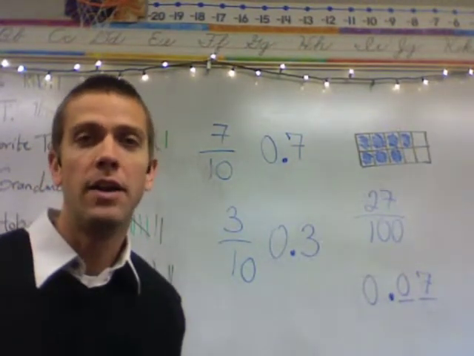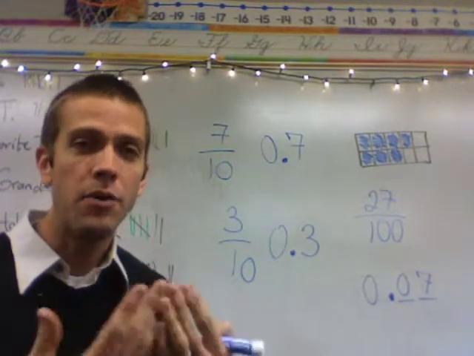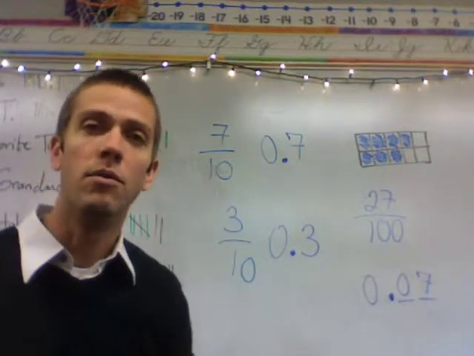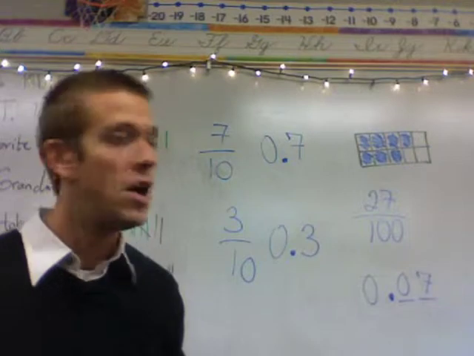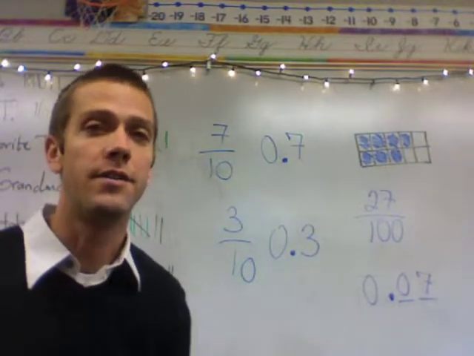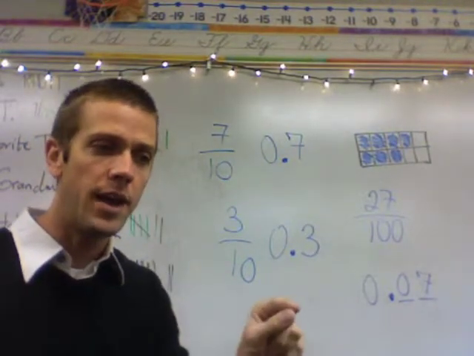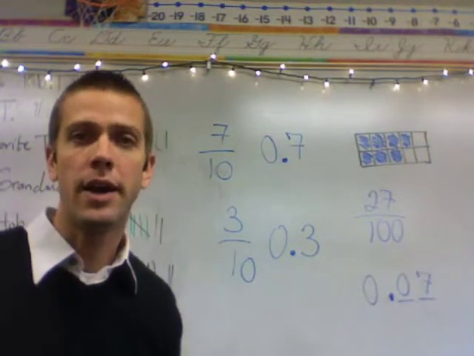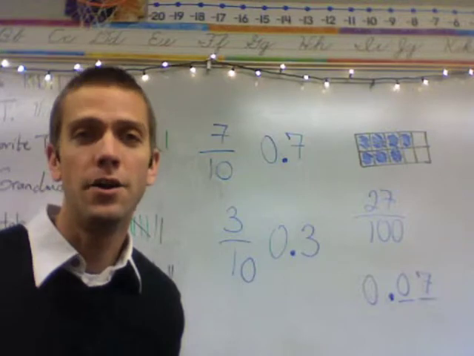So it's really about listening to how you pronounce the word or the number. 7/10ths. Oh, put 7 in the tenths column. 27 hundredths. Oh, my number 27 needs to end at the hundredths column. 7 hundredths. Okay, I need to put a 7 in the hundredths column.